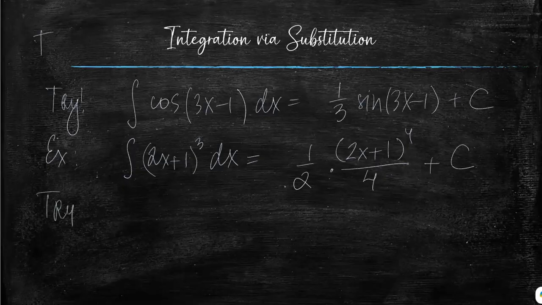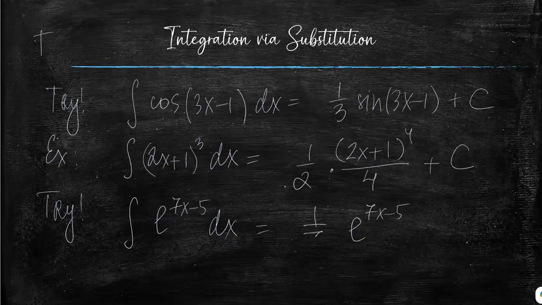Now you try. Go ahead and try integrating e to the power 7x minus 5. What do you think the answer will be? Well, in 3, 2, 1. The answer is e to the power 7x minus 5 times 1/7 plus C. This is called the efficient way of doing linear substitution.